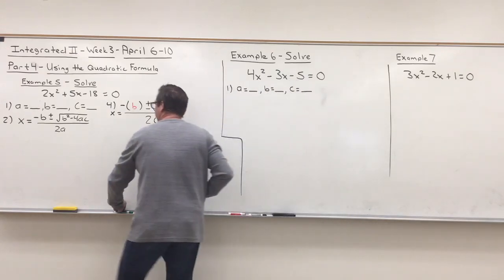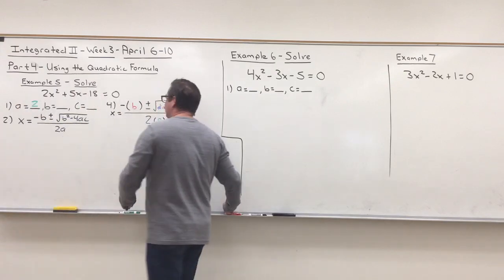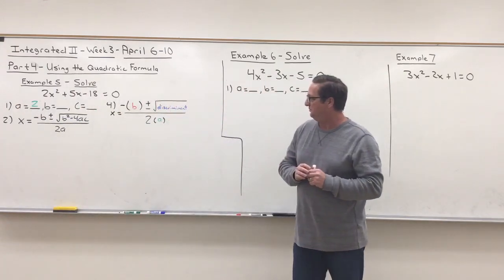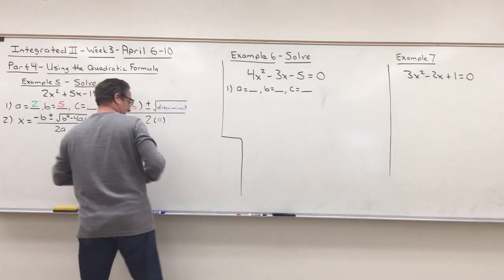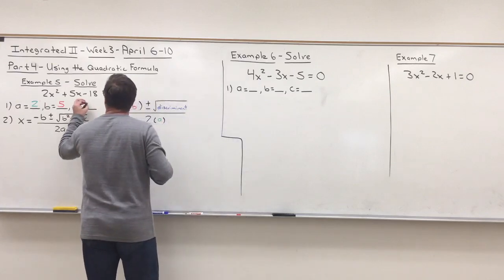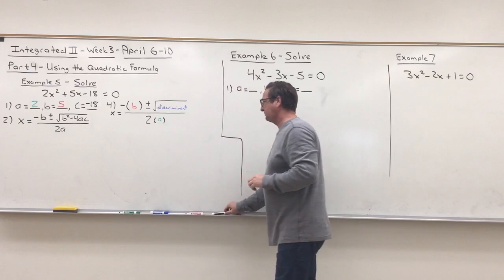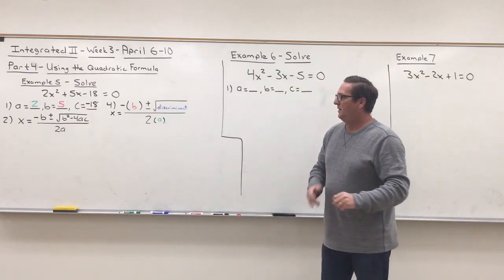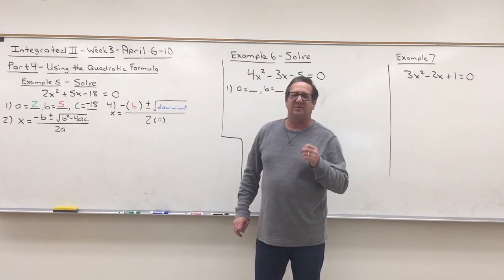So, A is 2, B is 5, and C is negative 18. Okay? Step 2, I want you to write down the quadratic formula each time.